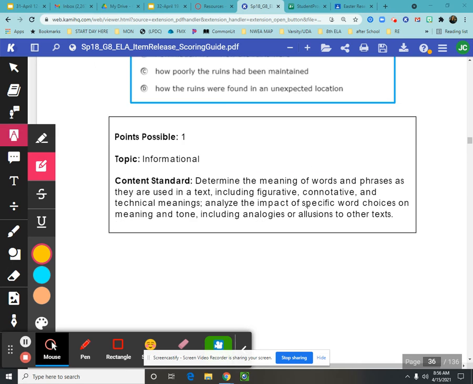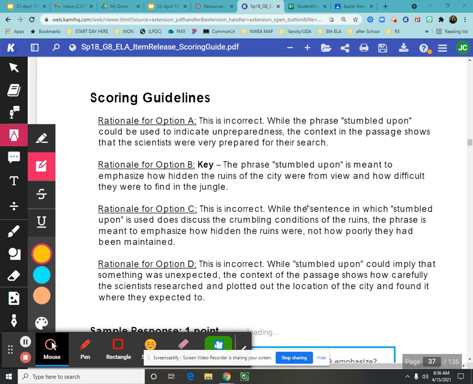Looks like most of you have D. And, oh, it is B. The phrase stumbled upon is meant to emphasize how hidden the ruins of the city were from view and how difficult they were to find in the jungle. If you said D, while stumbled upon could imply that something was unexpected, the content of the passage shows how carefully the scientists researched and plotted out the location of the city and found it where they expected to. That help? Okay.